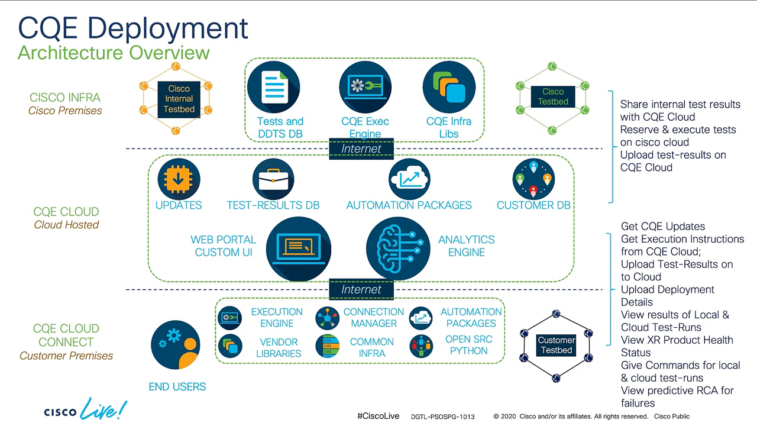How does a CQE deployment look? Let's review the architecture of the product. We can start with Cisco premises and Cisco internal infrastructure. We have two types of testbeds internally. One is for our own internal consumption, on which we run tests on a daily basis. And another is a Cisco testbed available for reservation. Those are pretty similar testbeds, just one of them is available through DMZ and the other one we are using for internal testing.